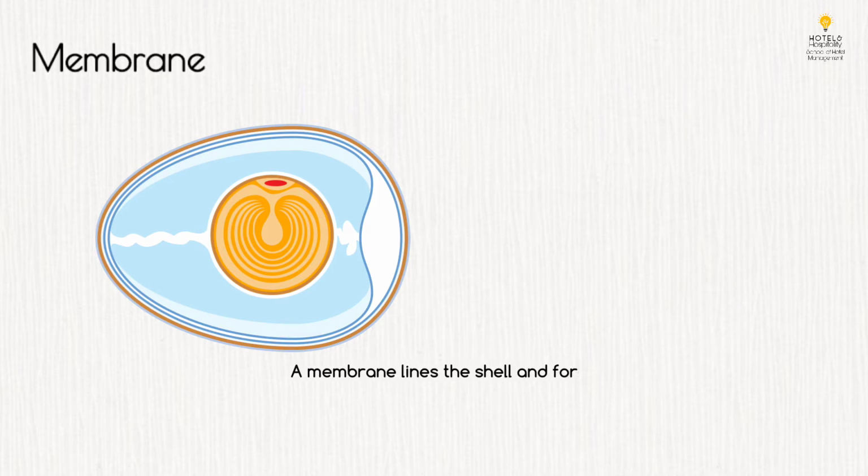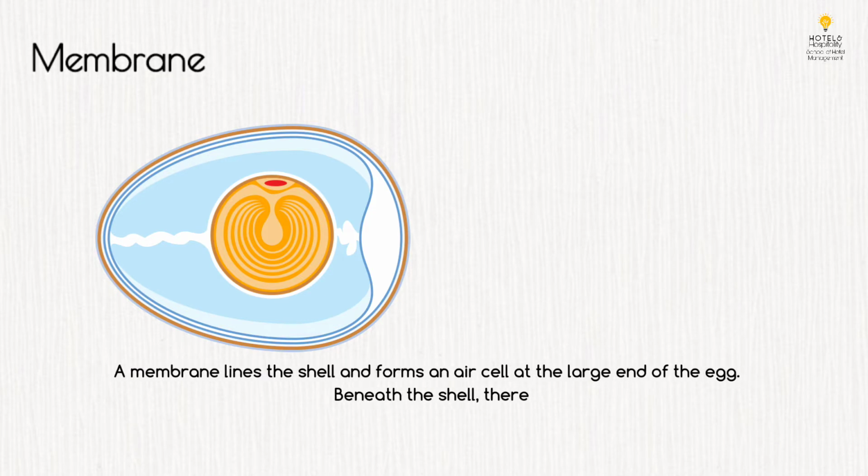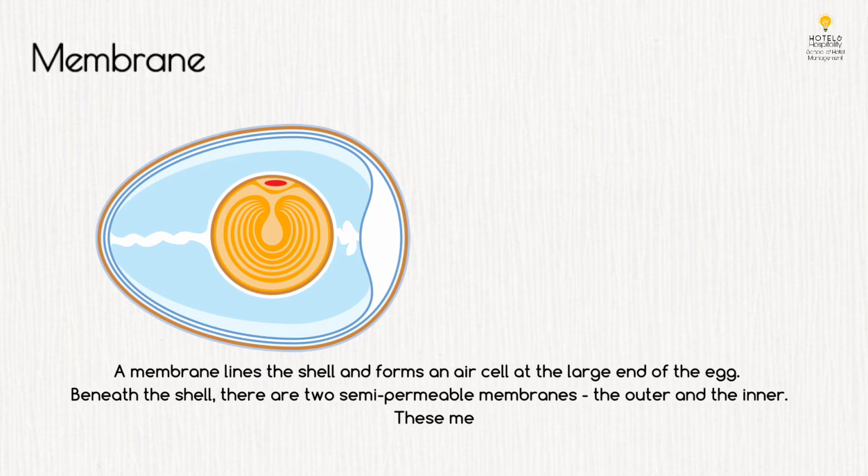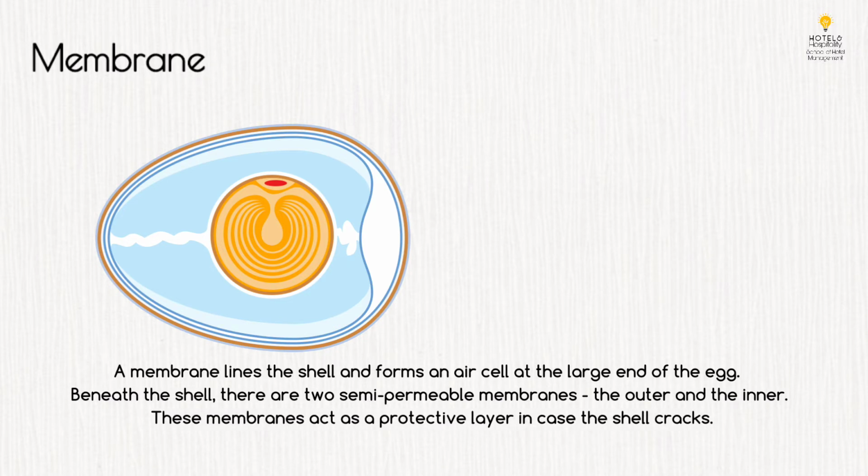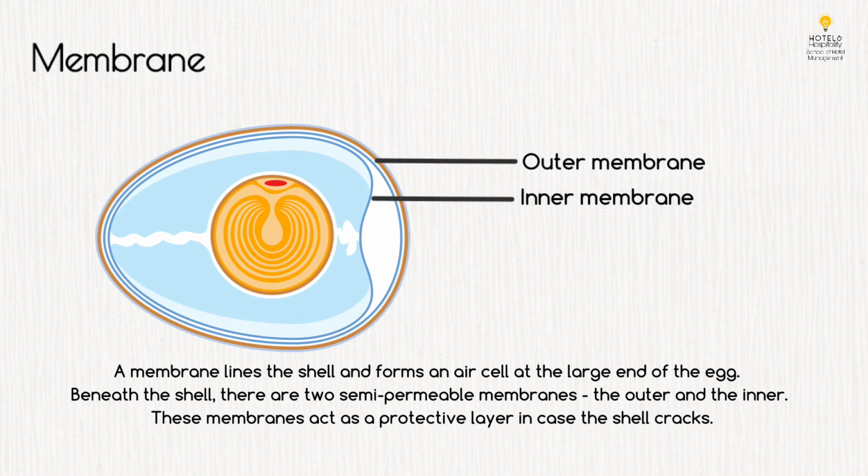Membrane. A membrane lines the shell and forms an air cell at the large end of the egg. Beneath the shell, there are two semi-permeable membranes, the outer and the inner. These membranes act as a protective layer in case the shell cracks.